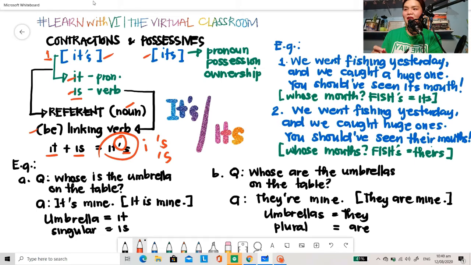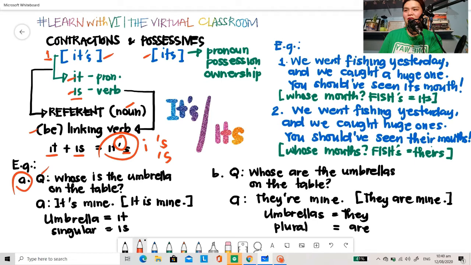Nevertheless, the bottom line here is that if you are using the pronoun it, there has to be a singular referent to it, a noun to which it stands for. And the linking verb is there just to help you connect it to the rest of the sentence. So let's have an example for my explanation to make sense. Let's take a look at example A.